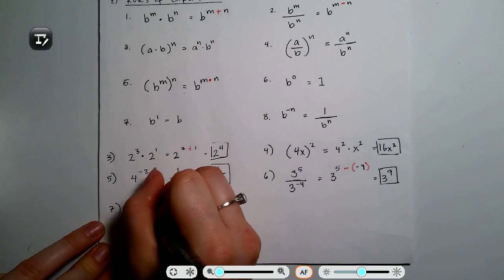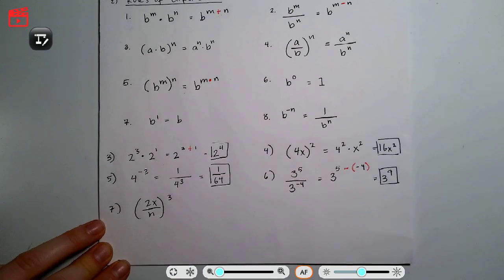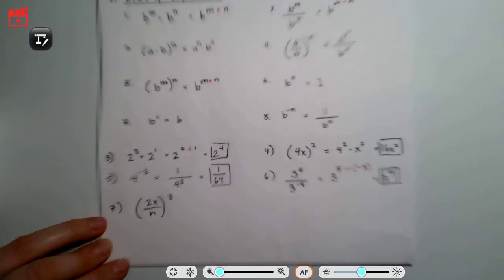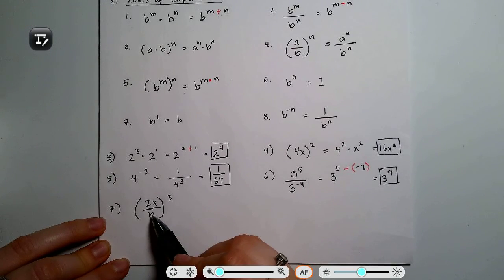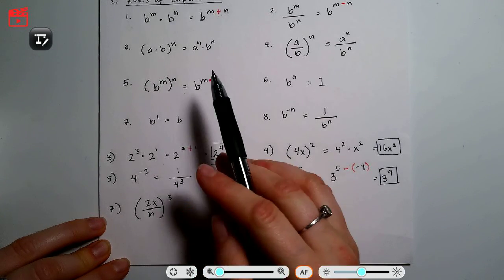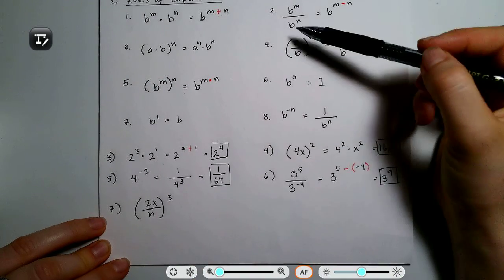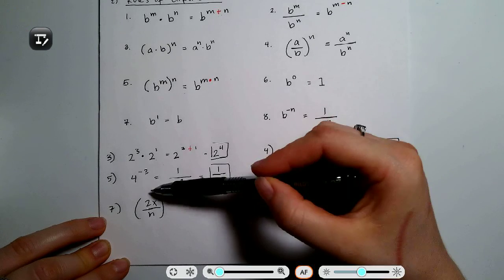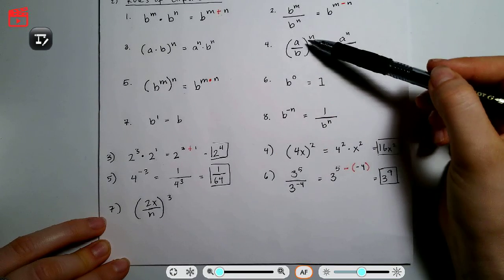2 to the x divided by n to the third power. All right, so we've got division going on. The bases are not the same, and it's being raised to a power. Do I have a rule for that? Division, division. Okay, these two are the division, but I'm looking for one that has different bases. So we're going to go with number 4.